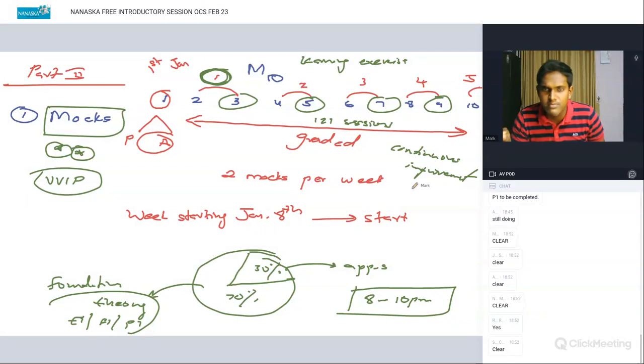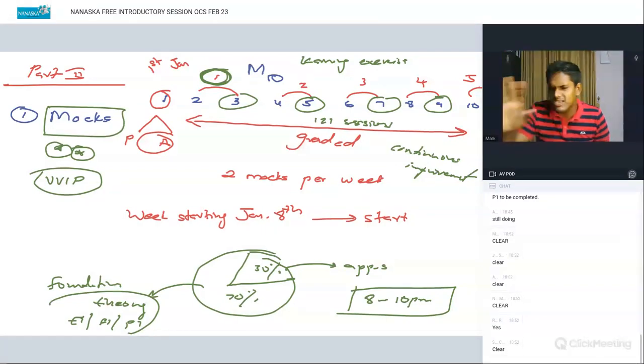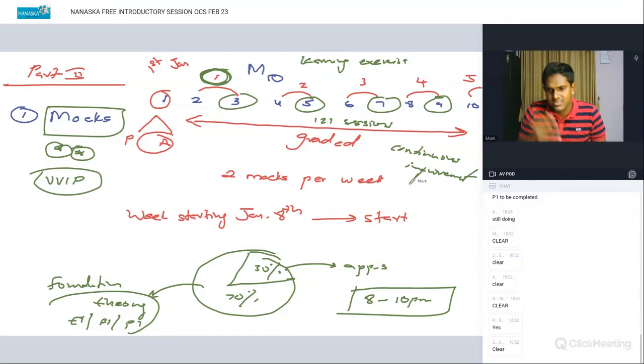Now, what is continuous improvement? From mock 2, I don't expect high marks. That's where you get familiarized, right? Maybe you get 50 marks for mock 2. Mock 3, can you score anything below 50? No. If you had applied the learnings from mock 2 into mock 3, you can't score anything below 50. It has to be maybe, let's say, 55.